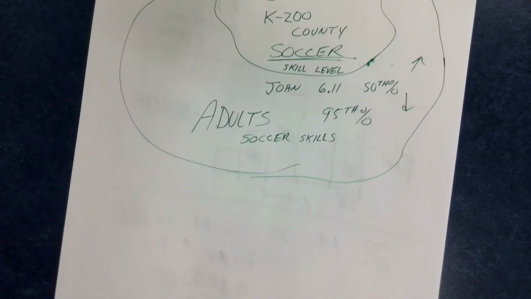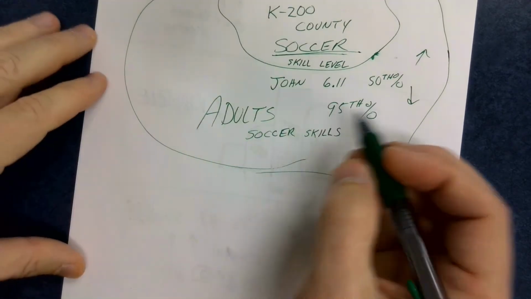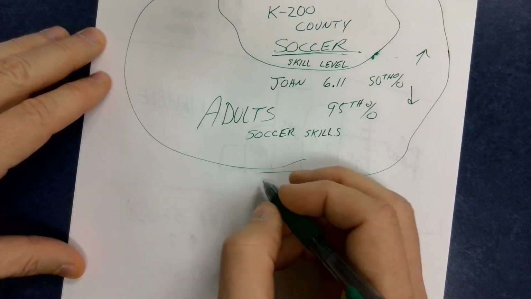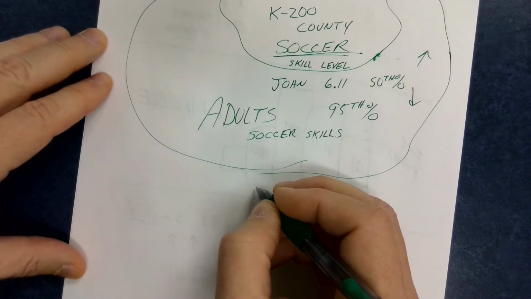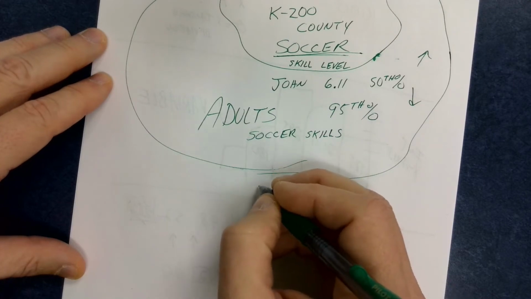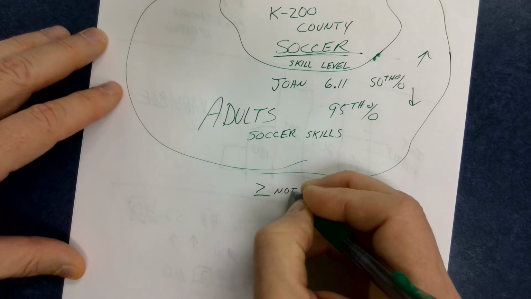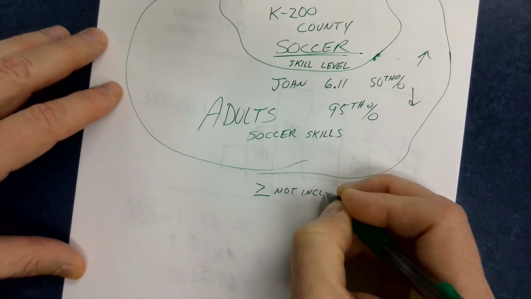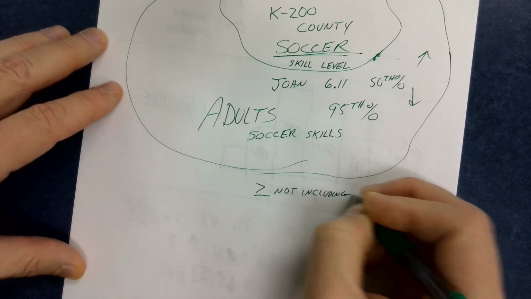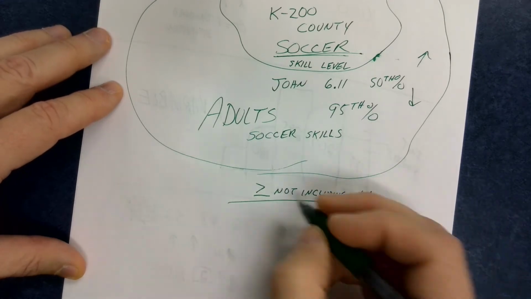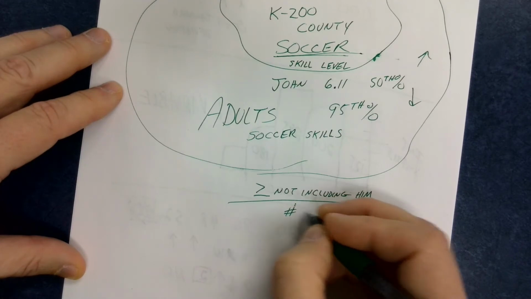Okay? And again, how do we figure out percentile ranks? We put the score. So how many people his score is greater than or equal to, not including him, out of all the people, and then divide that by the number of people.